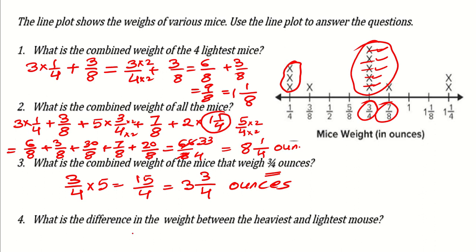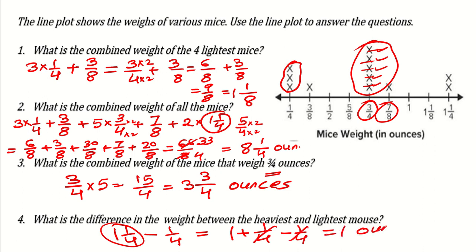See, the heaviest is 1 and 1 over 4, and the lightest is 1 over 4. So minus. I told you if it is a mixed fraction you can write it separately. So 1 plus 1 over 4 minus 1 over 4. The 1 over 4 cancels out and you will get 1 ounce. This is the difference between the heaviest and the lightest mice. Okay. And do we have to combine?